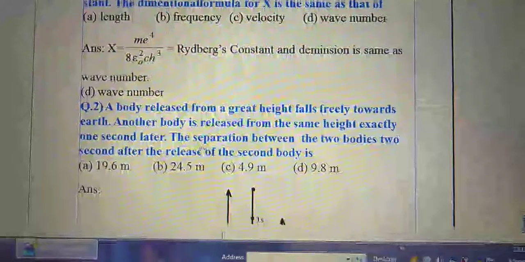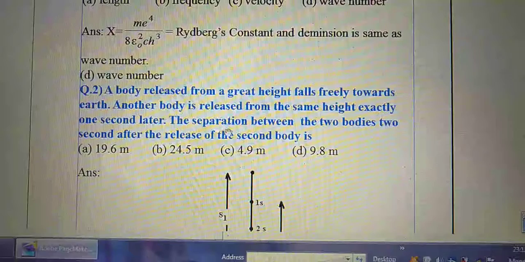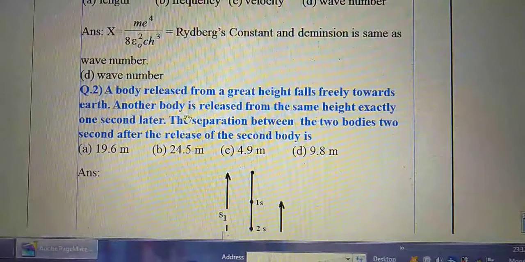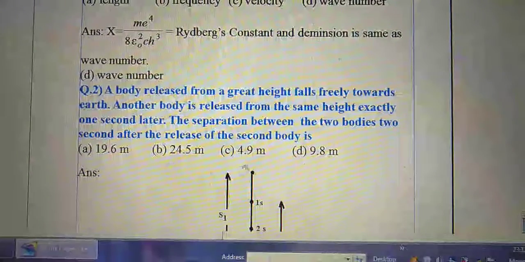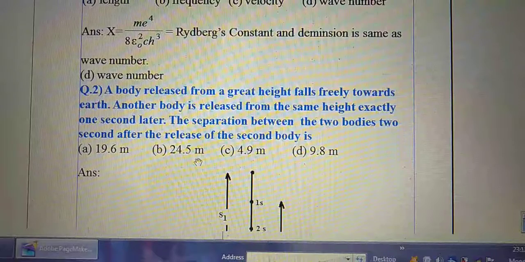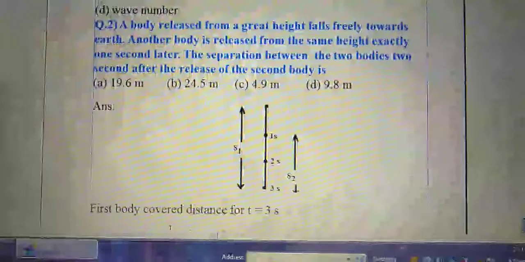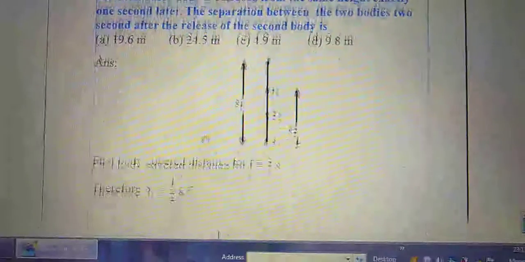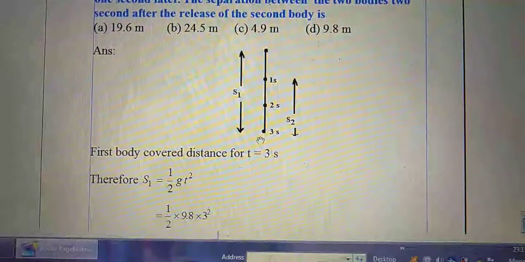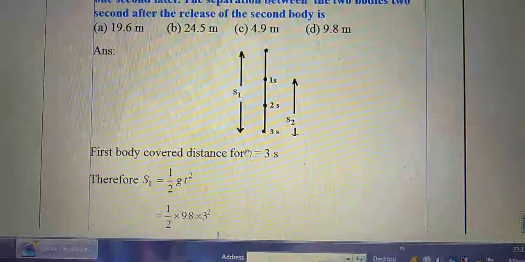Next question: a body released from a great height falls freely towards earth. Another body is released from the same height exactly 1 second later. The separation between the two bodies 2 seconds after the release of the second body. So here we have to use the kinematic equation S equals ut plus half at square. Since the body is falling freely, the initial velocity is 0.